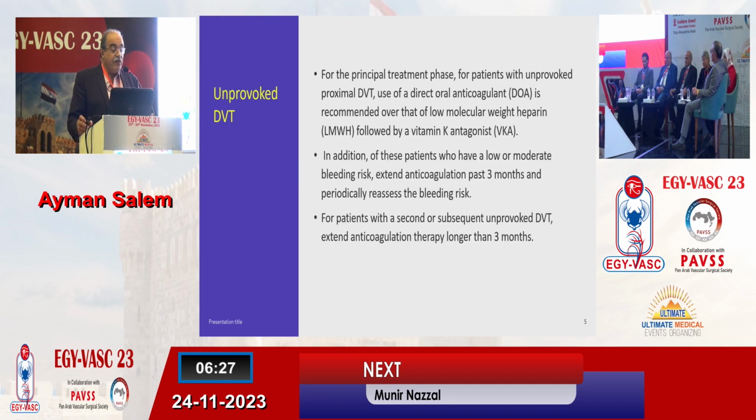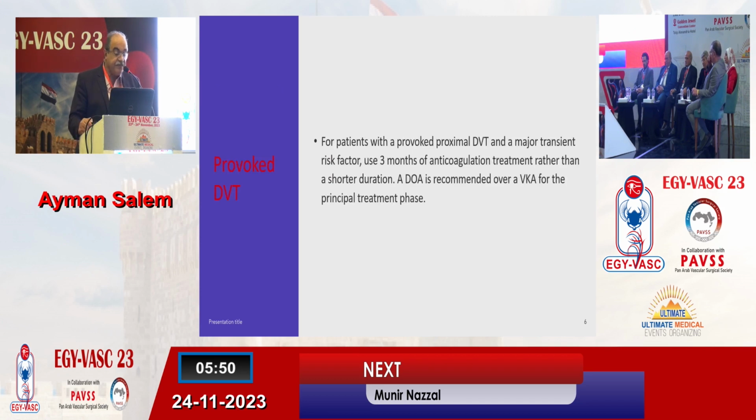Unprovoked DVT. For the principal treatment phase for patients with unprovoked DVT, direct oral anticoagulant (DOAC) is recommended over low molecular weight heparin followed by a vitamin K antagonist. In addition, for patients who have a low to moderate bleeding risk, extend anticoagulation past 3 months and periodically assess the bleeding risk. For patients with a second subsequent unprovoked DVT, extend anticoagulation therapy for longer than 3 months.